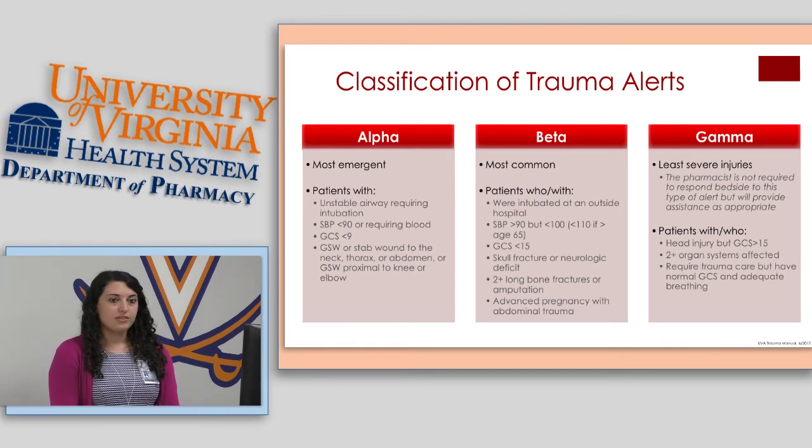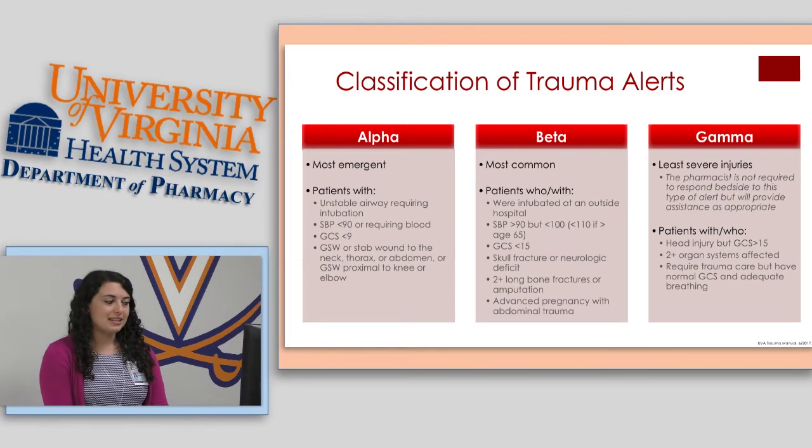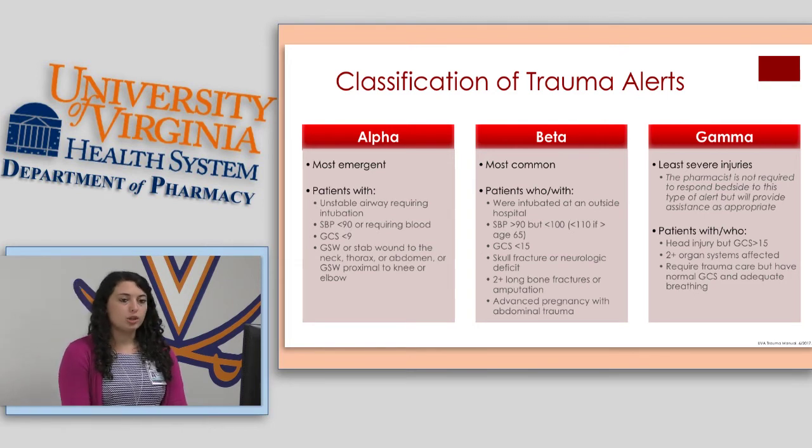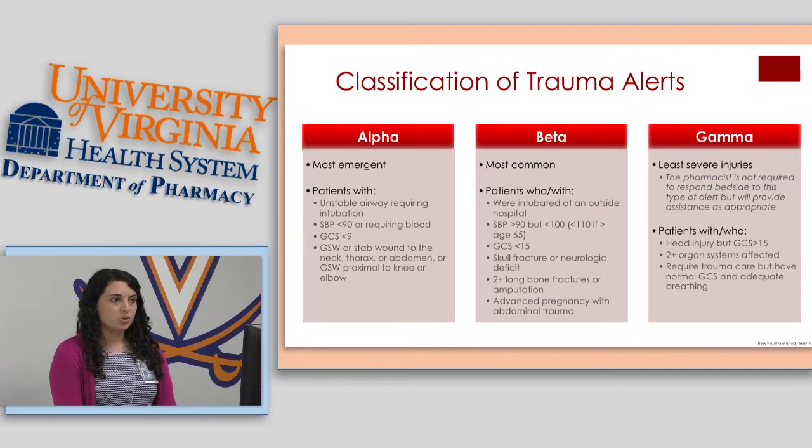Alpha is the most severe and emergent type of trauma, and this is patients who are requiring any type of airway stabilization, and then most likely require an intubation, so something good to know ahead of time if you hear an alpha alert to make sure the RSI medications are all refilled in the Pyxis, and we'll go over that on the following slides. Or if they're having low blood pressure, their GCS is less than 9, or if they had a gunshot wound or stab wound to more vital parts of the body.